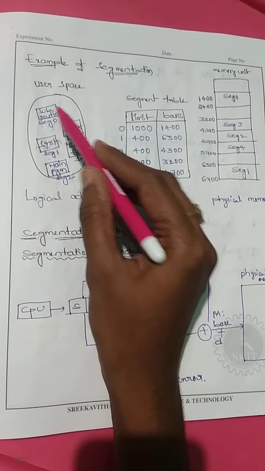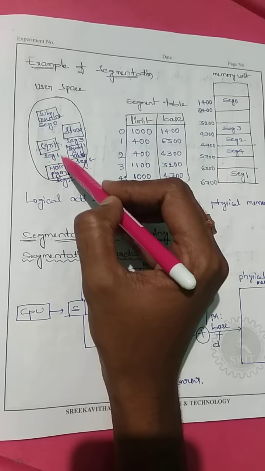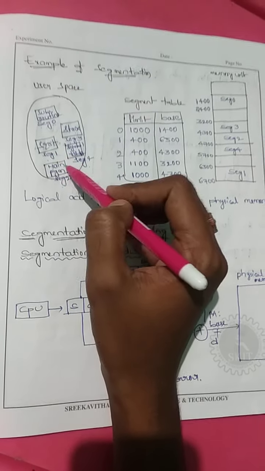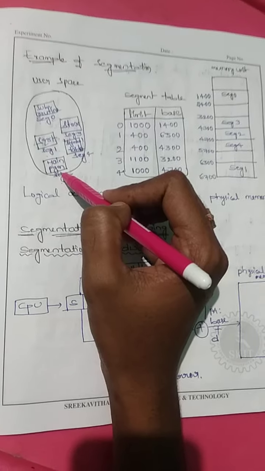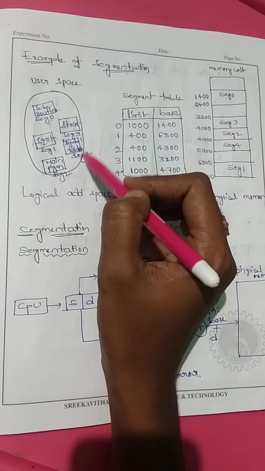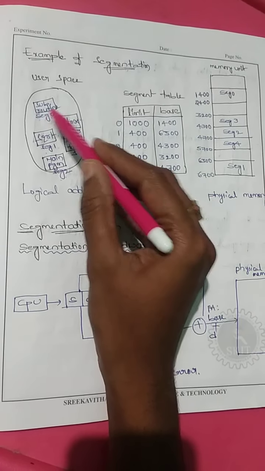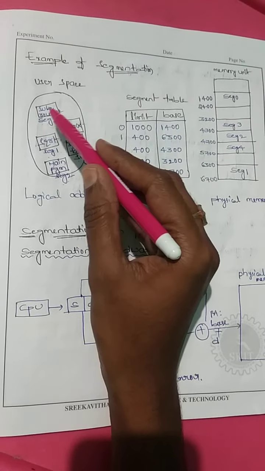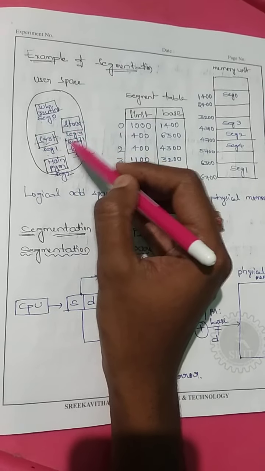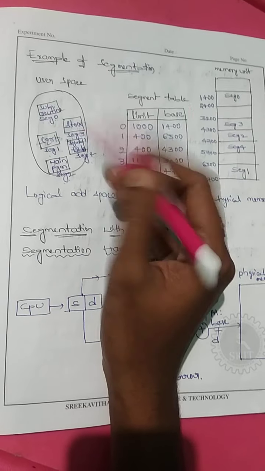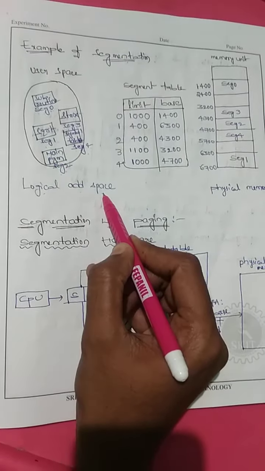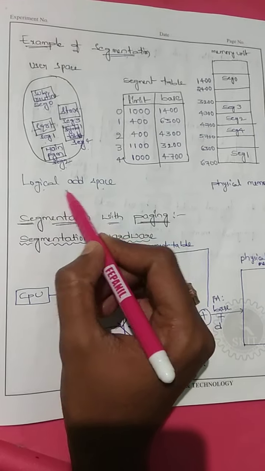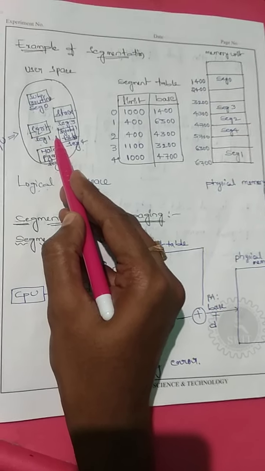In segment 0 we are having the subroutine, in segment 1 the square root, in segment 2 the main program, in segment 3 the stack, and in segment 4 the symbol table. So these are the different segments, totally 5 segments in the user program. Segment means a small unit in the program. This total we call the logical address space. Who will create this logical address space? The CPU will create the logical address space.